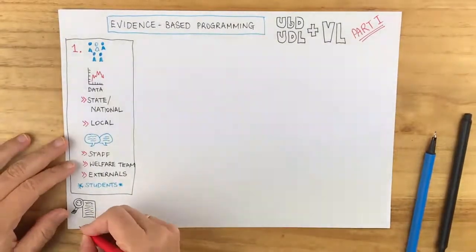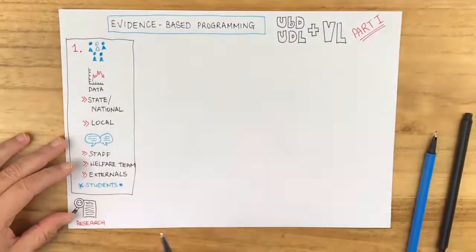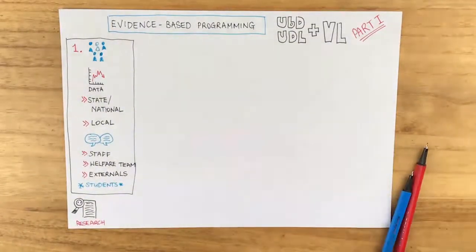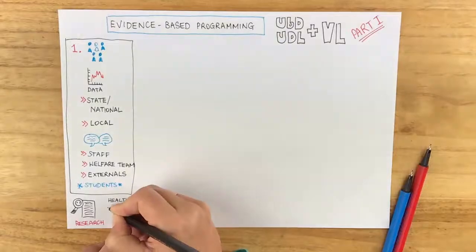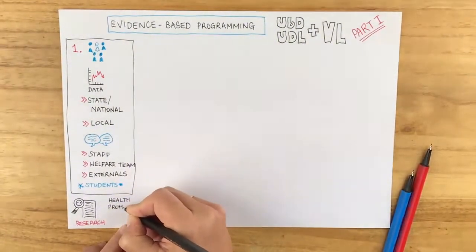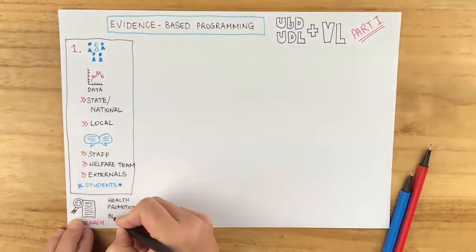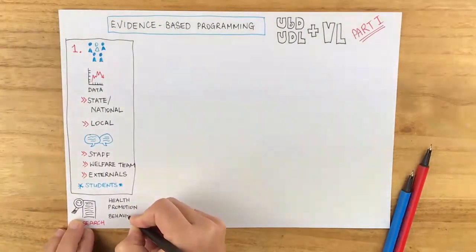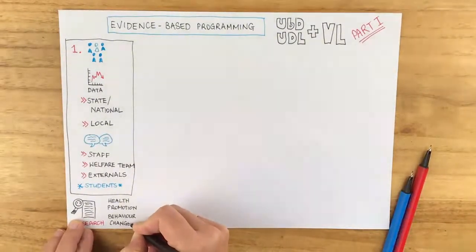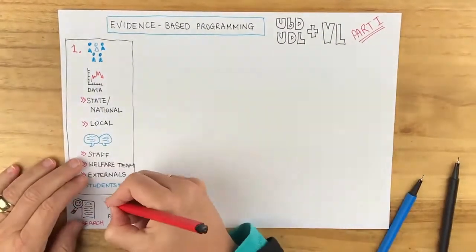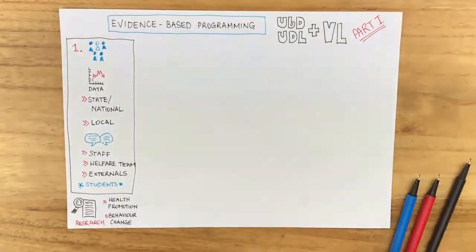The other really powerful source of evidence that you can collect to start informing your programming is research that's being done in the health promotion and behaviour change fields. And we've got a module in our online course that looks specifically at some of the different behaviour change models that are out there and how they might be used a little bit more intensively when it comes to our programming processes.